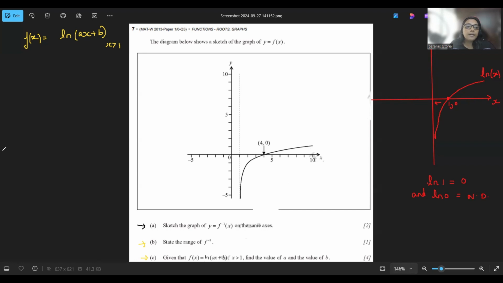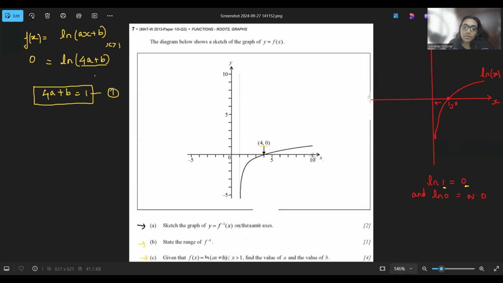Knowing this, let's come back to the question which is given to us. We are not given a straightforward ln x question. It is a transformed function ln(ax plus b), right? And the point (4, 0), which means f of x is 0 when x is 4, which means 4a plus b. Now, when is a function 0? When ln of something is 0, that is, when that something is 1, right? So 4a plus b should be equal to 1. This is our first equation.